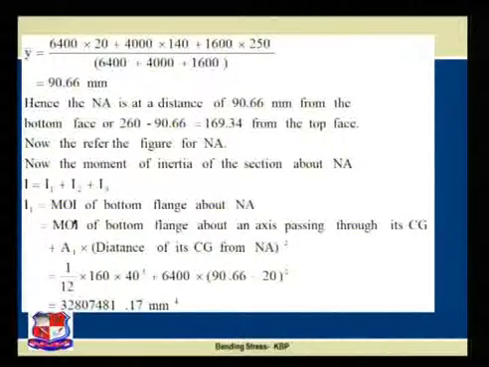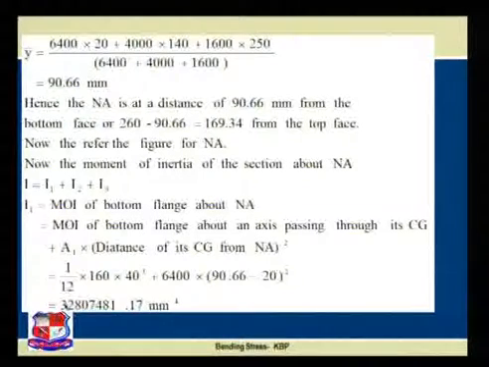Now we know that the moment of inertia of the bottom flange about its own axis x is equal to 1 by 12 B D cube, 1 by 12 into 160 into 40 cube, plus area, that is 160 into 40, that is 6400, multiplied by h square, and that is nothing but 90.60 minus 40 by 2, that is 20, whole square, and we achieve the value of I1.